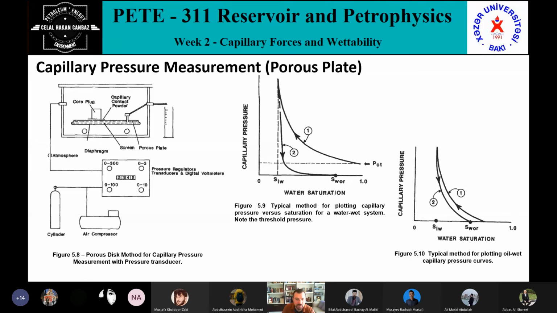This is for a core sample which describes water wet. Actually, this is a water wet core sample. When I make the same thing for an oil wet core sample, I will get a plot like this. So what are the main differences between these two? What do you see? Any comment?